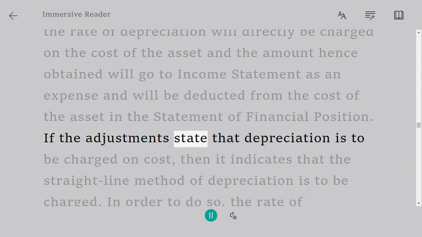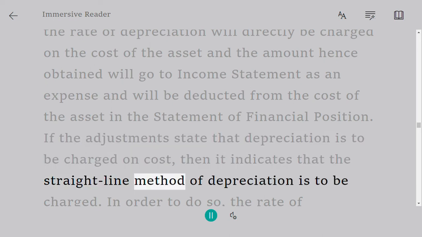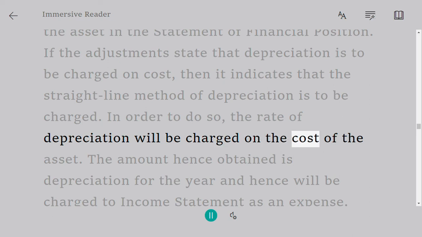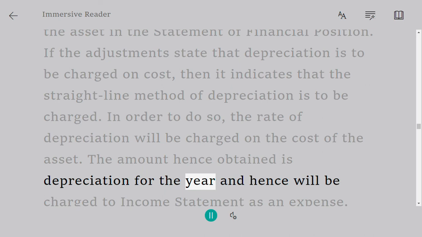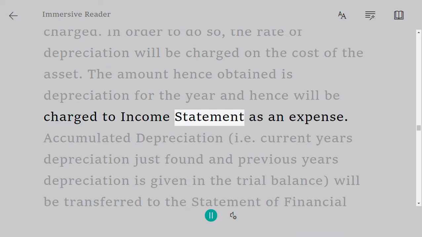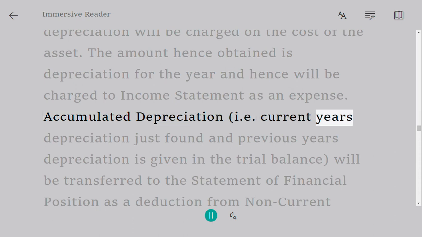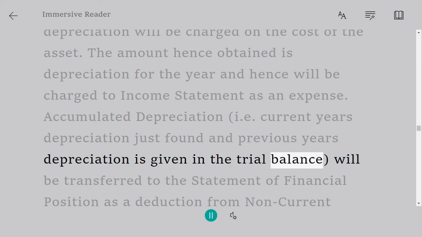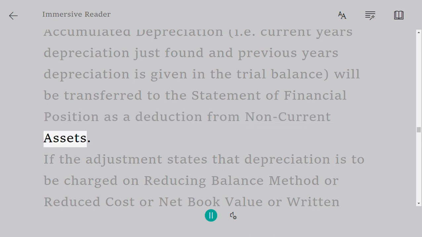If the adjustments state that depreciation is to be charged on cost, then it indicates that the straight-line method of depreciation is to be used. In order to do so, the rate of depreciation will be charged on the cost of the asset. The amount hence obtained is depreciation for the year and will be charged to income statement as an expense. Accumulated depreciation, i.e. current year's depreciation plus previous year's depreciation if given in the trial balance, will be transferred to the statement of financial position as a deduction from non-current assets.